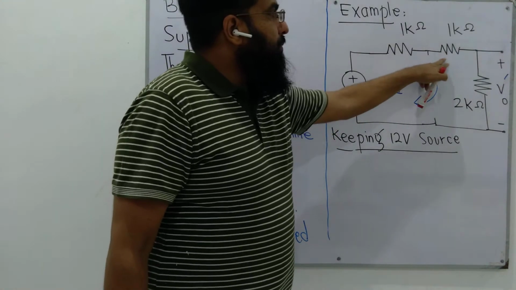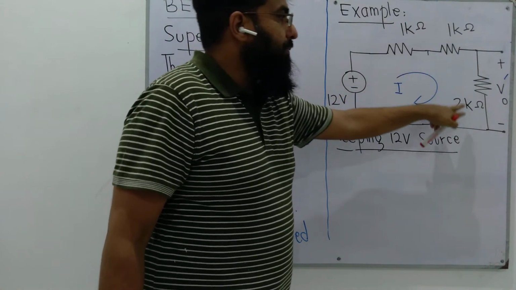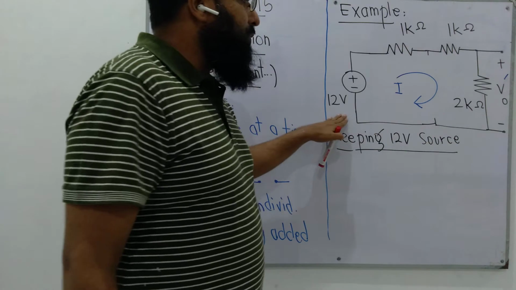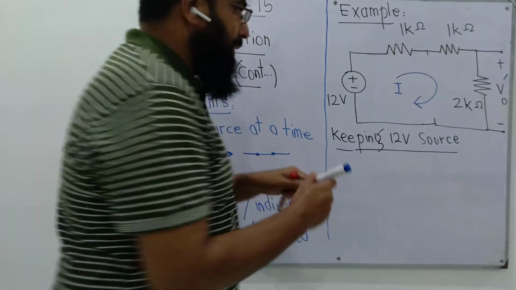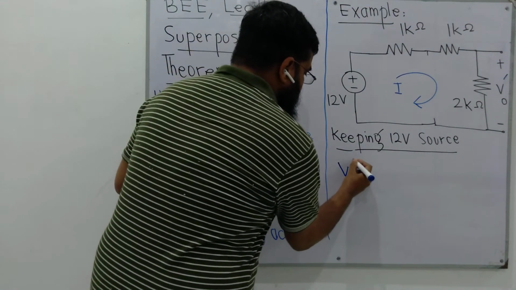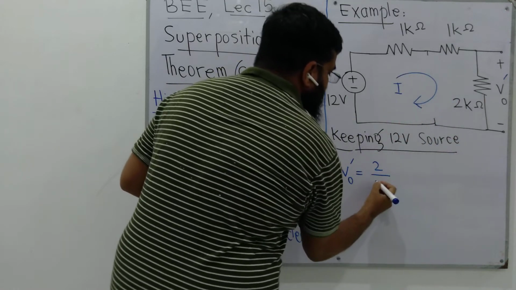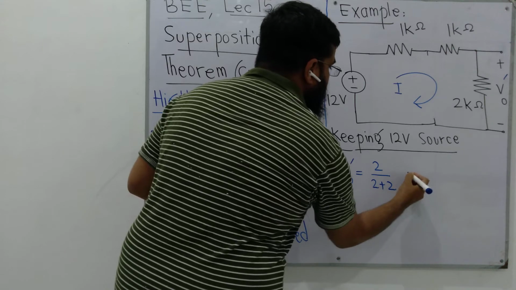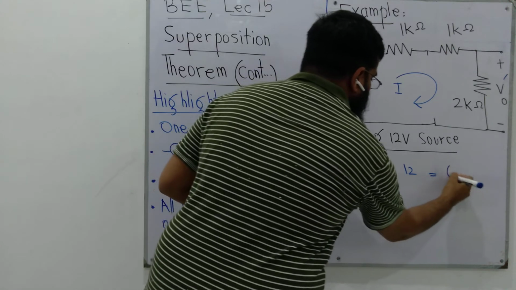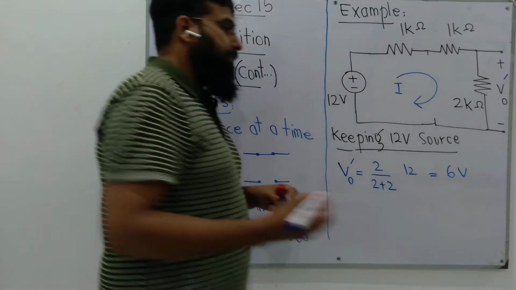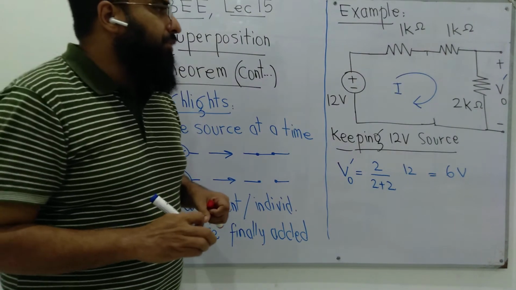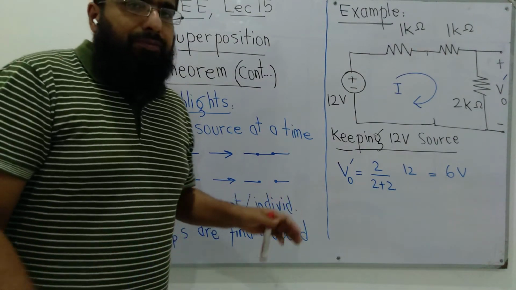So if we add these two series resistors, they become 2 kilo. This is also 2 kilo. So for this 12 volt source, according to the voltage divider theorem, V out prime is 2 over 2 plus 2 times 12. So one component solution is 6 volts. But it's not the final answer.